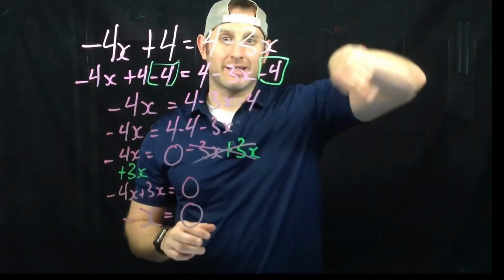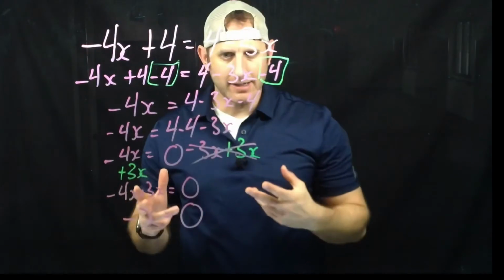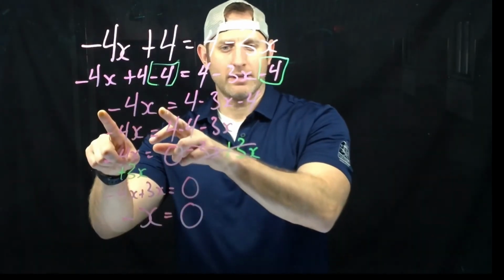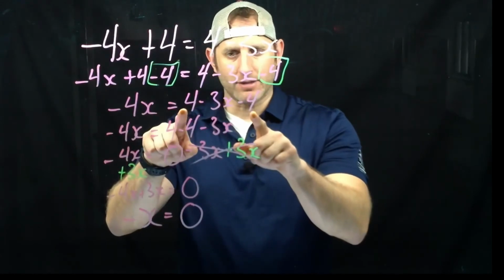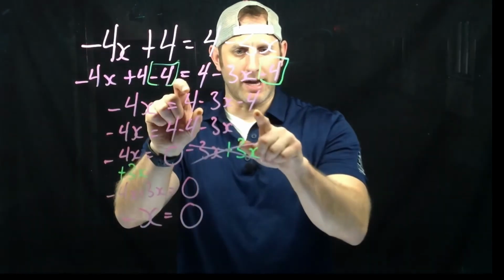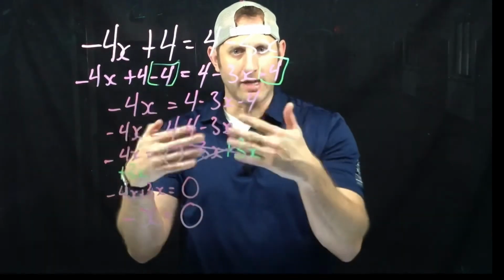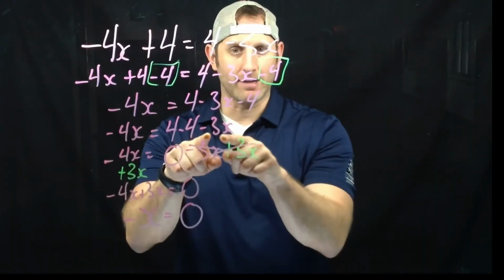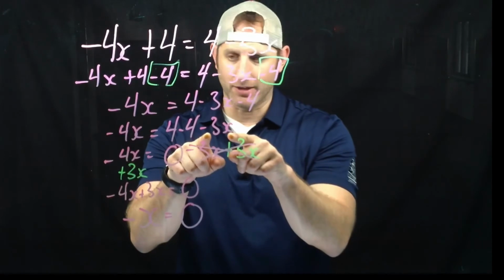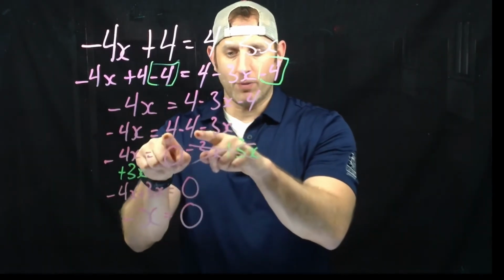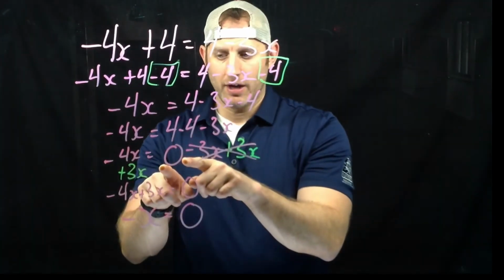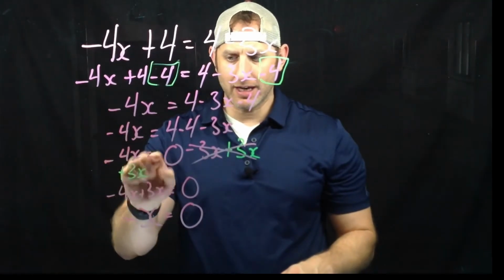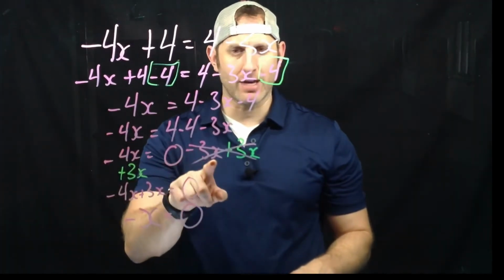And now we'll go back to step number 1. Is there any simplification that can take place? On this side, no, there was not. But on this side, there was. We could take our positive 4 and our negative 4 and put them together. We can combine them because they're similar. They are alike. This is not alike because it has that little pesky x behind it. So we put those together and got 0. And now we're left with negative 4x equals 0 minus 3x.